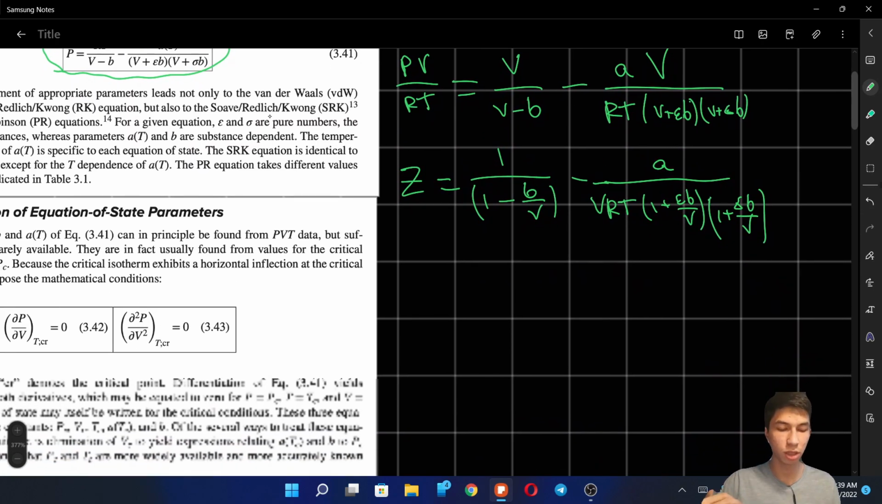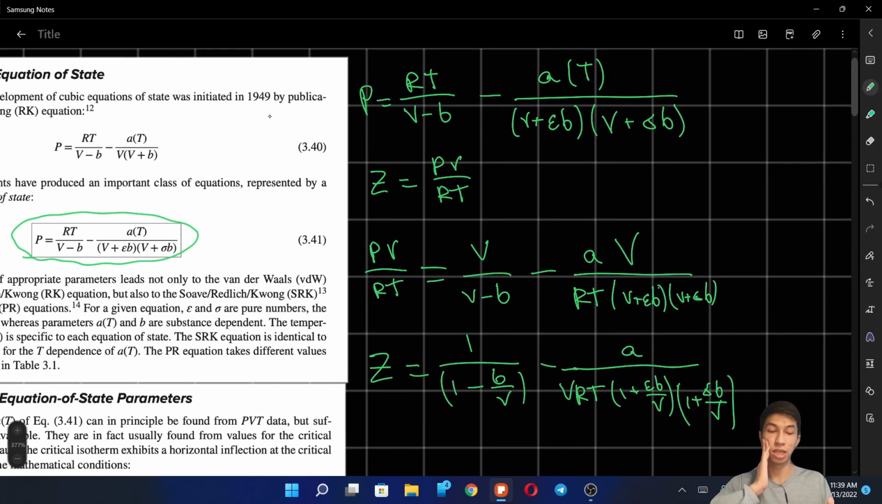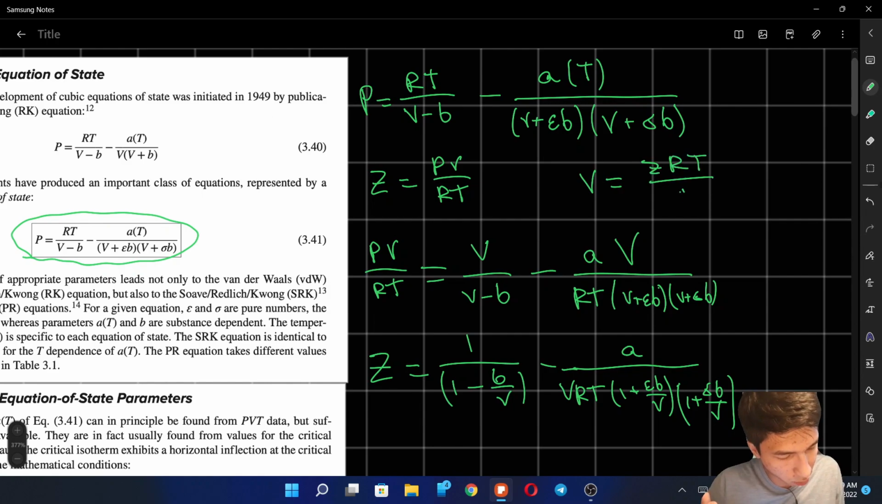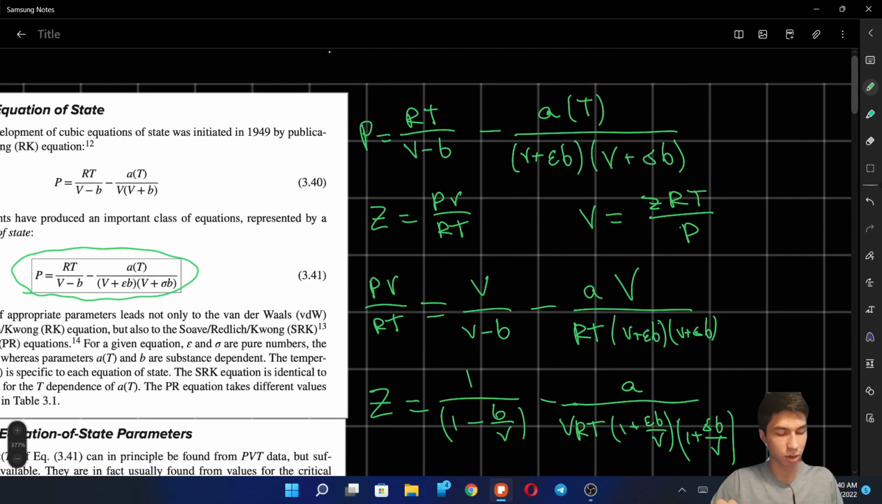Okay, so the next thing we can do is, as we have our equation for Z, we can make V the subject of the equation. So we'll have V equals Z RT over P: the compressibility factor multiplied by R, which is a constant, multiplied by temperature, over the pressure. So if we go down here, we can replace all the V's with this expression we found.